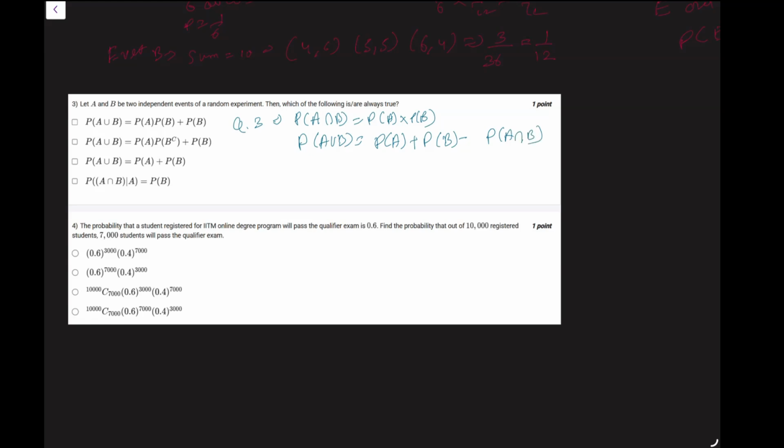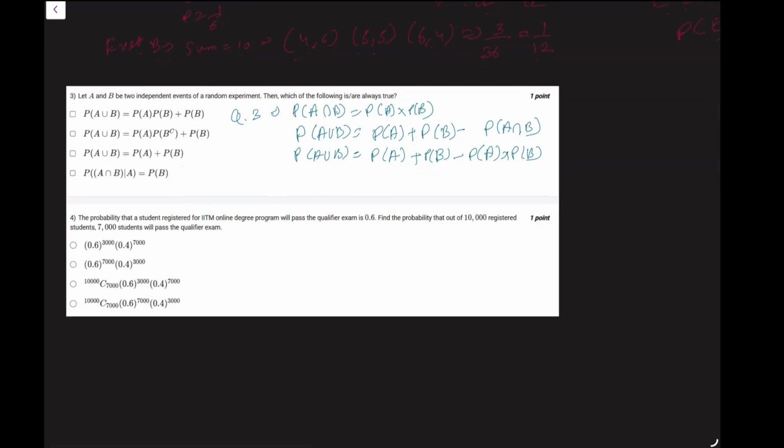Now, if we insert independence into the union formula, P(A union B), then you get P(A) plus P(B) minus P(A) times P(B). Why? Because it's independent. If it's independent, you can directly plug formula number 1 into formula number 2. So that is the only one universally correct among the choices. Okay, let's check the options.